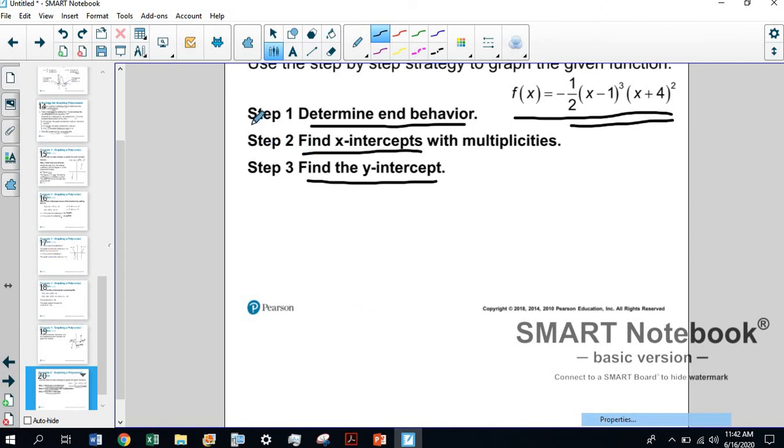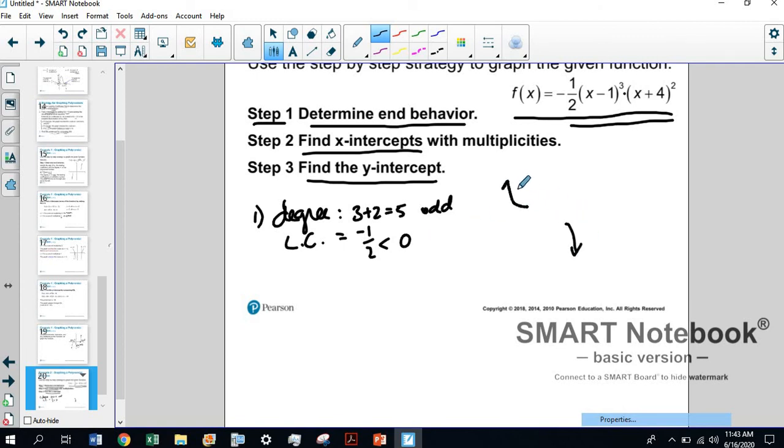Okay, so step 1, determine the end behavior. What is our degree? The degree is the highest power of x, which we get by adding the highest powers from each factor, x to the third, x to the second. 3 plus 2 is equal to 5, so that's odd. The leading coefficient is negative a half, which is less than 0. And so what does that mean for end behavior? Odd means they go opposite directions. Negative means it goes down to the right, and so that means it's going to be rising to the left. Our end behavior is going to look something like that.